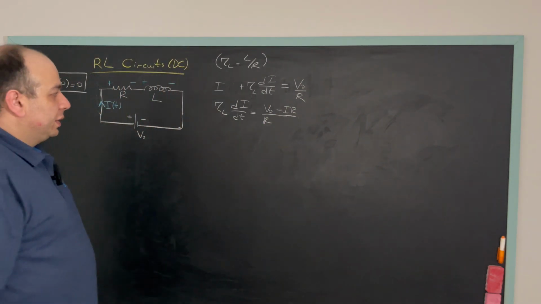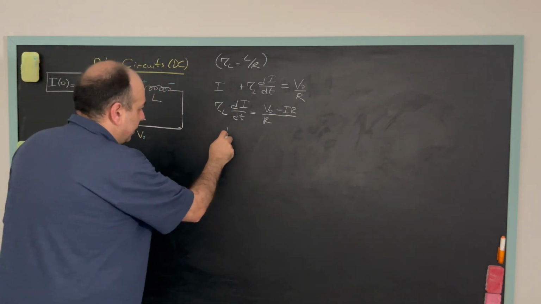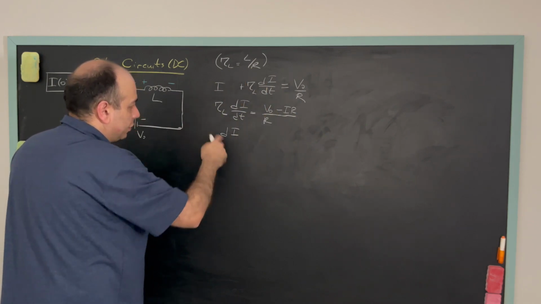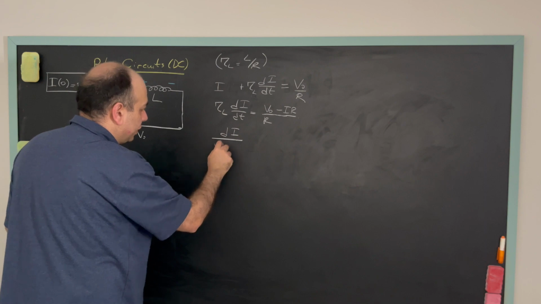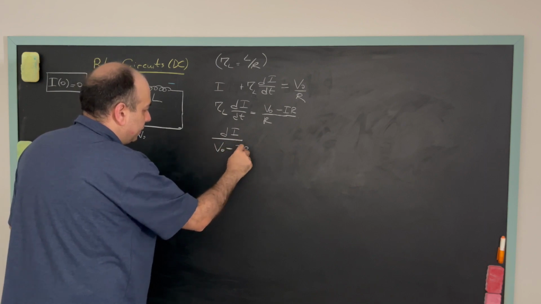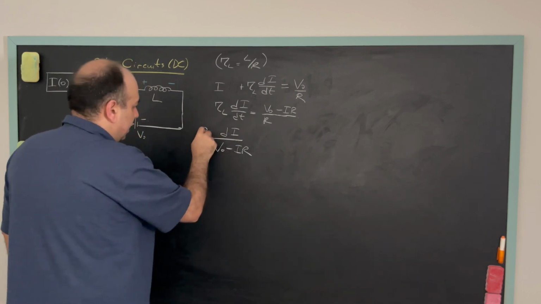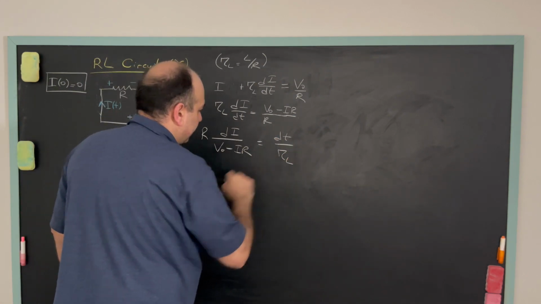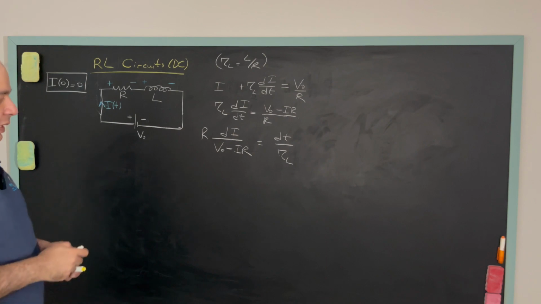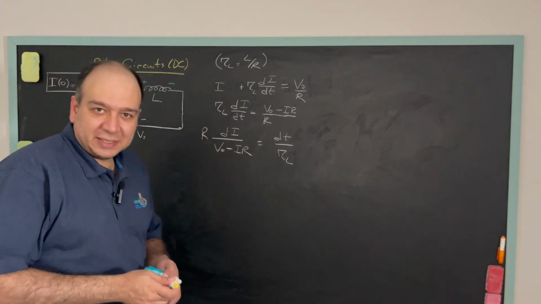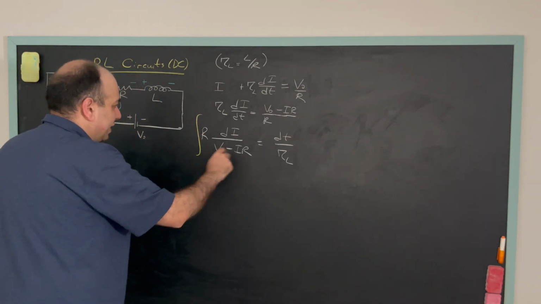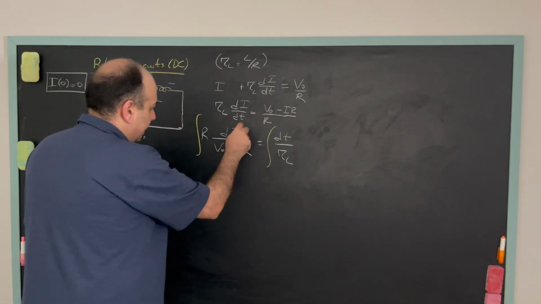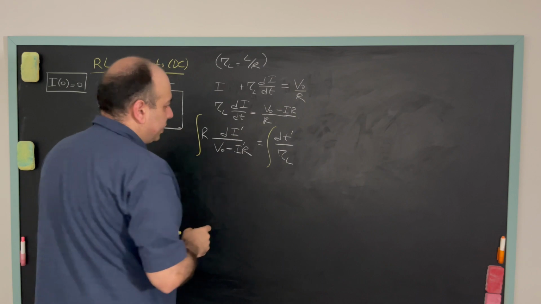Okay, very good. So if I put all the constants on one side and all the I terms on one side, I'll have dI over (V naught minus IR) times R is equal to dt over the time constant tau L. At this point, I can actually do the integration. I can integrate both sides. I can use integration variables, so I can use I prime here and t prime here.